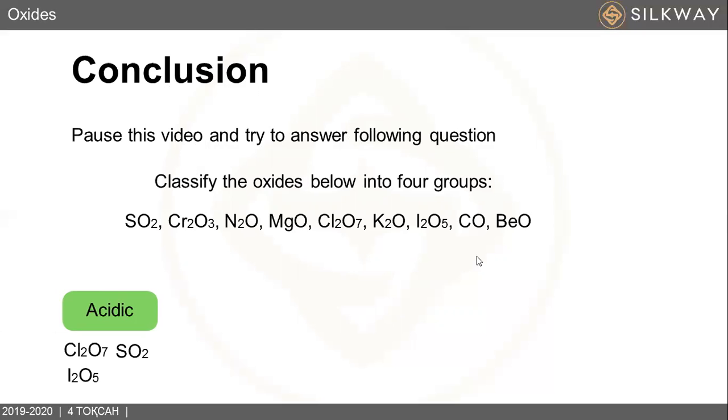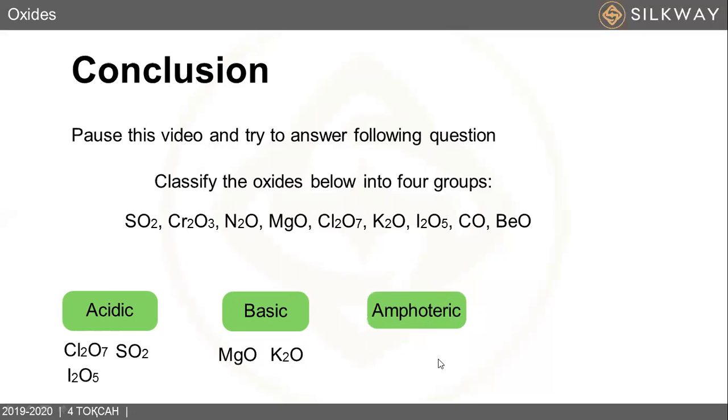Acidic oxides are these oxides. Basic oxides are these oxides. An example of an amphoteric oxide is this one. And examples of neutral oxides are these oxides.